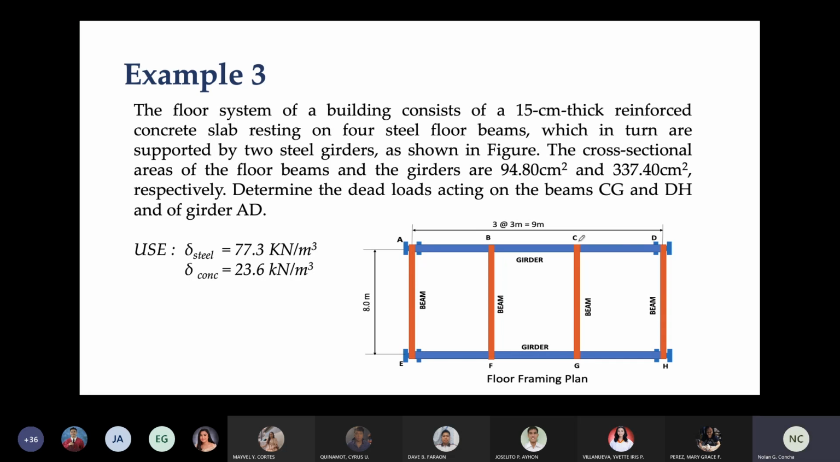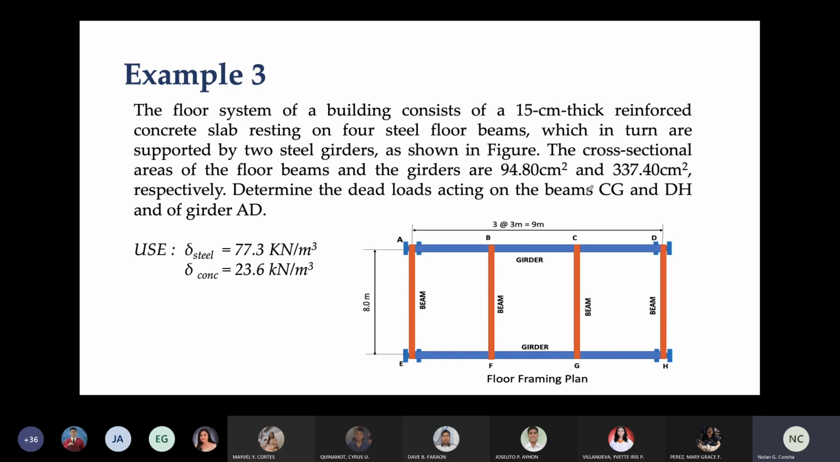So this is another example. We have the floor system, and it consists of 15 centimeter thick reinforced concrete slab. So you have a slab here, 15 centimeter or 150 millimeters, resting on 4 steel floor beams. So these are your steel floor beams, which are in turn supported by 2 steel girders. So these are your steel girders. The cross-sectional area of the floor beams and girders are 94.8 and 337.4 respectively.